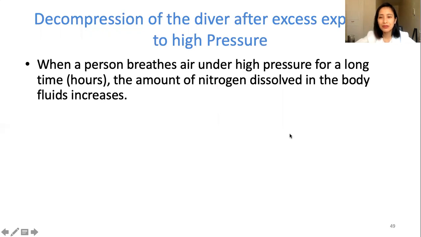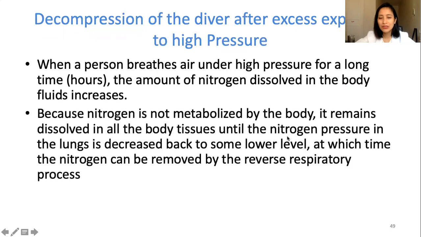So remember, it's not just oxygen that you get poisoned with, but also the amount of dissolved nitrogen in the body fluids because of the high pressure. And because nitrogen is not easily metabolized by the body, we don't use it for cellular processes that much. It remains dissolved in all of the body tissues until the pressure in the lungs is decreased back to some lower level, at which time the nitrogen can be removed by the reverse respiratory process.